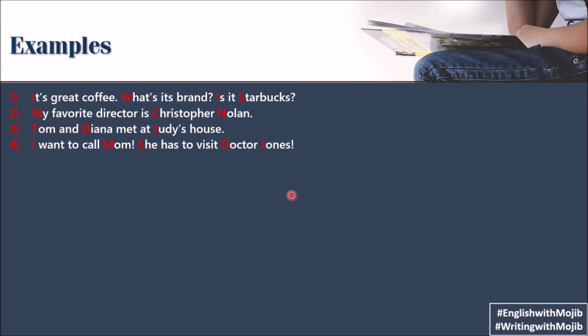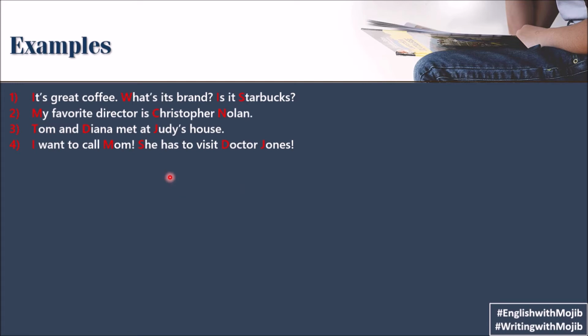Number 4. I want to call Mom. She has to visit Dr. Jones. I want to call Mom. I'm talking about my mom, or the person who is talking about his or her mom. So it's a proper noun actually, and it should be capital. S, beginning of a sentence after exclamation point. She has to visit Dr. Jones. Again, a proper noun, one person, Dr. Jones.